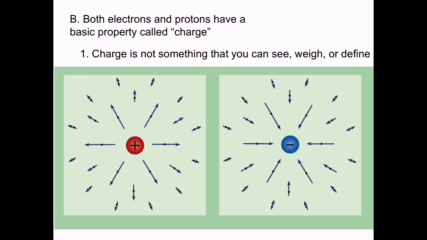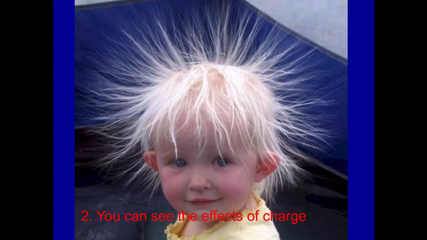And at the end of this section, in a couple of days, you'll see that we use magnets to create electricity. So they are very closely tied. You can see the effects of charge. The static. Bad hair day there.